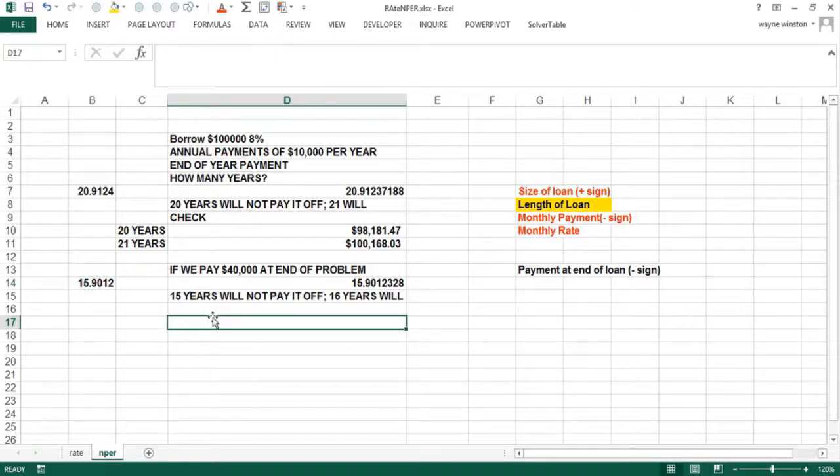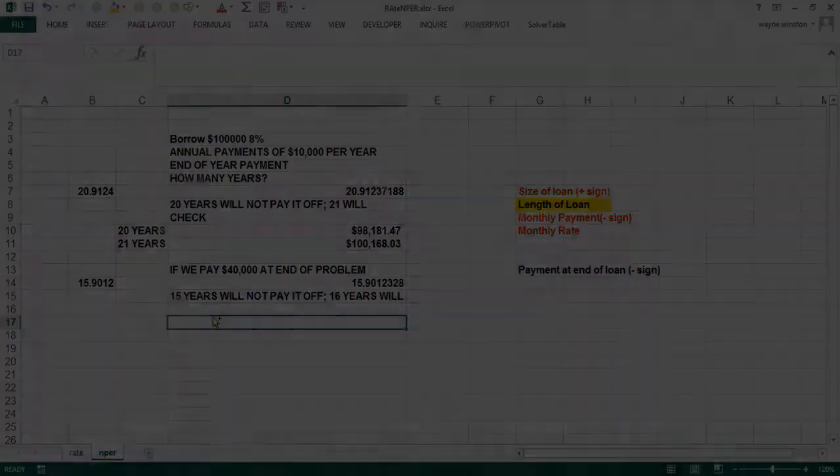So these functions are very useful. There's a more general way to do this without functions using the Goal Seek capability of Excel, and we'll get to that in a later set of videos.